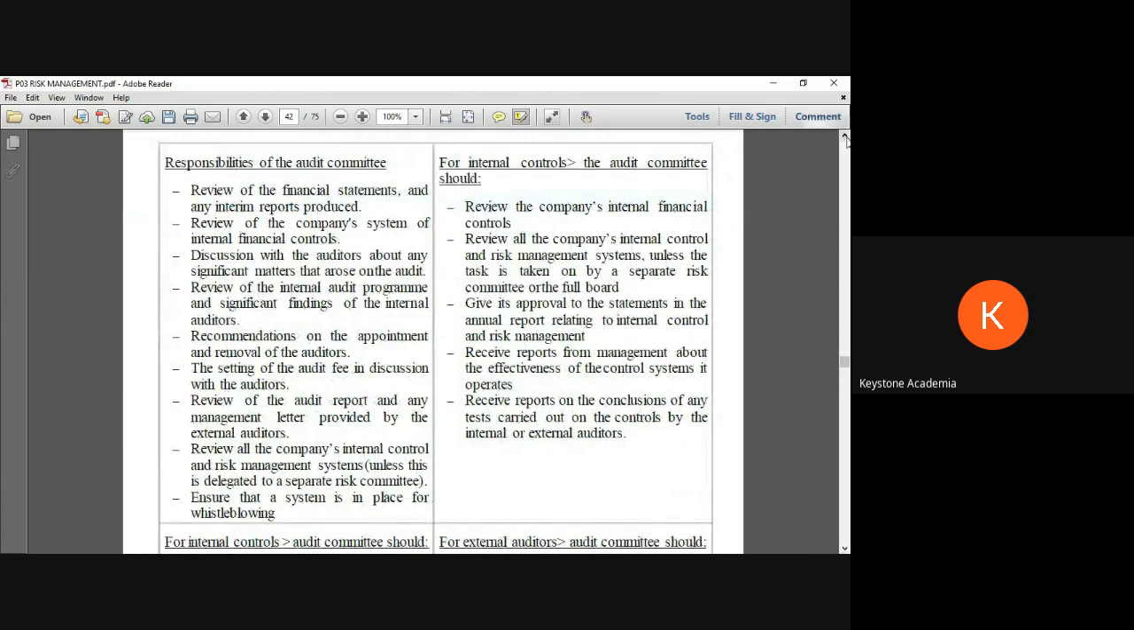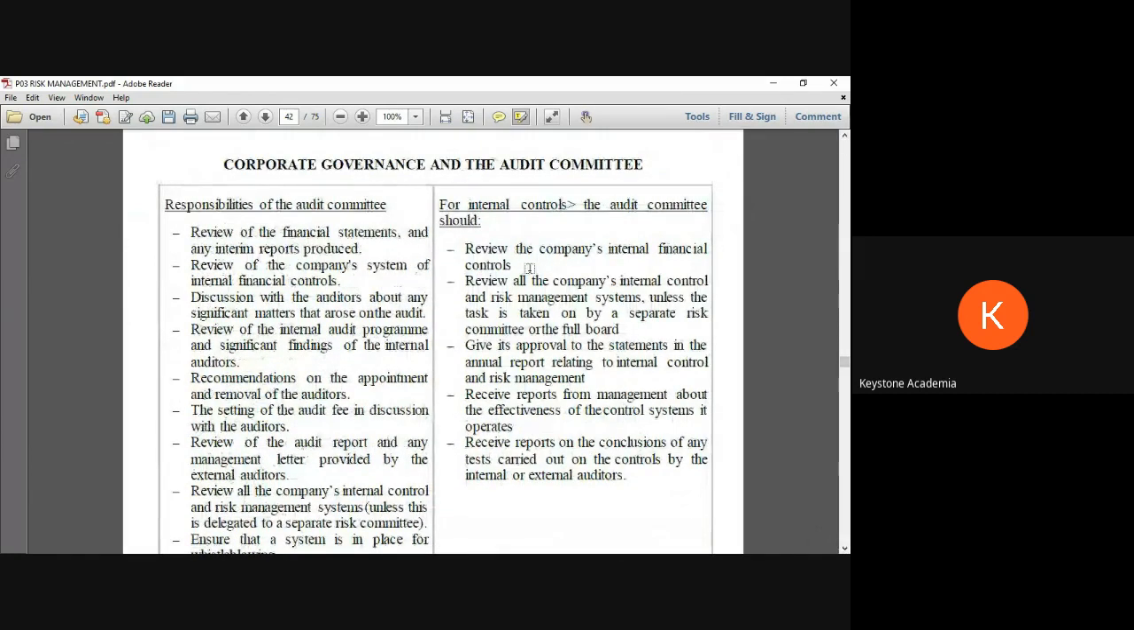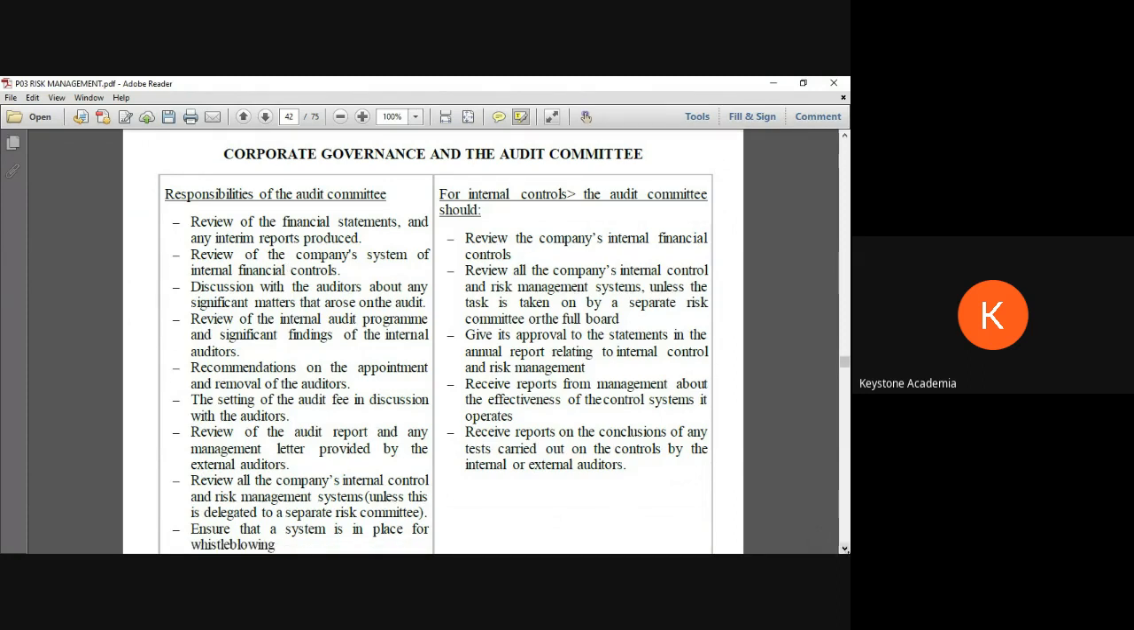Here they are talking about corporate governance and the audit committee. Again, they said these details are mostly not tested in the case study exam. So you can just ignore it. You can read it once, that's not a problem.